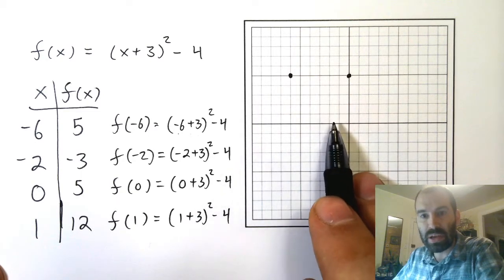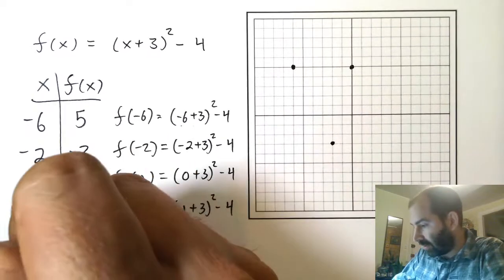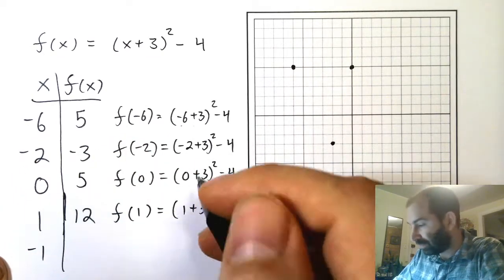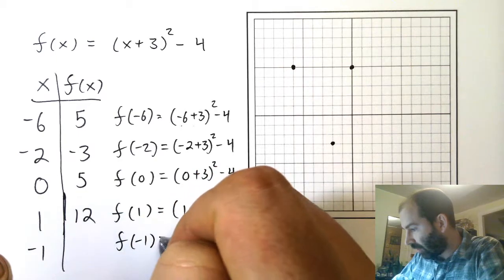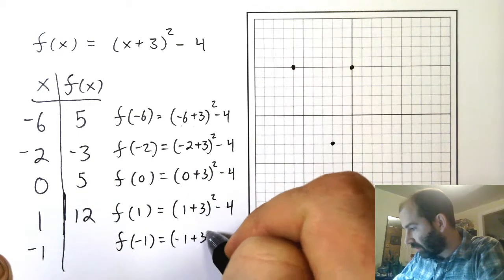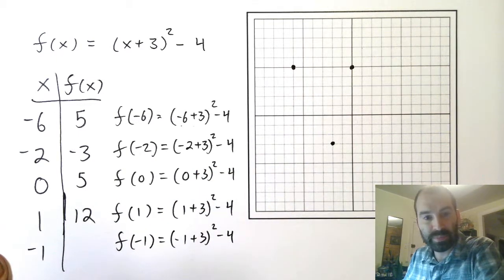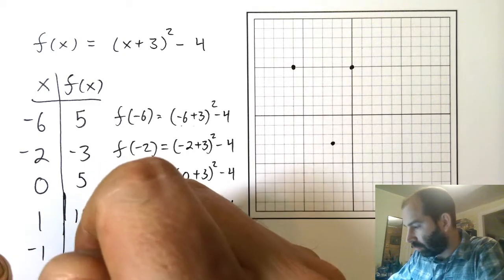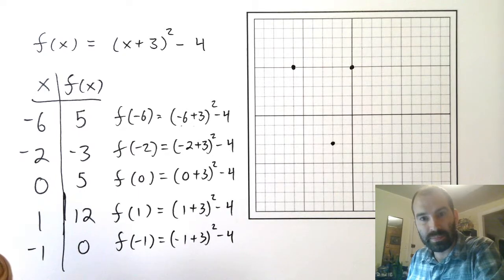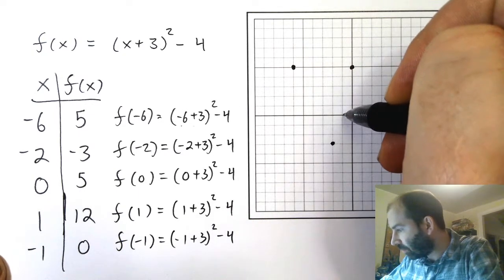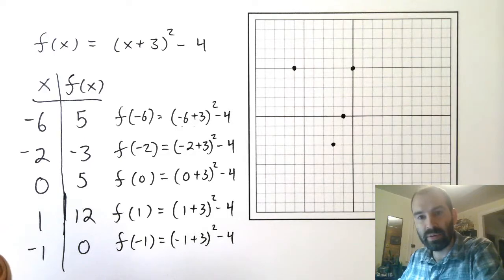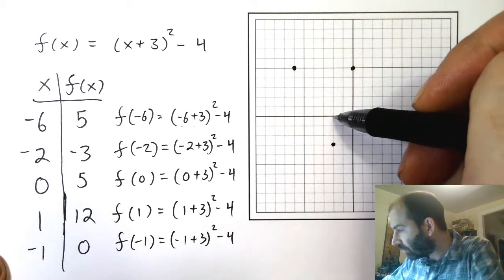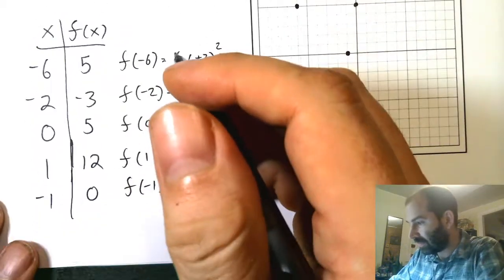All right, so maybe -1 would be a good thing to try. So let's try -1. F of -1 is (-1 plus 3) squared minus 4. Okay, well, that's 2 squared minus 4. Well, oh, that's 0. Okay, so I can plot this, -1, 0. That's looking better. What about -3? Let's try that one.